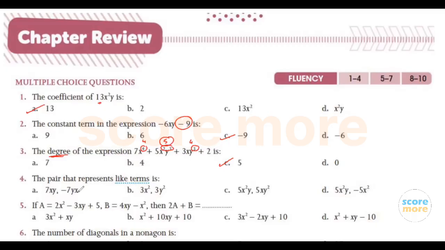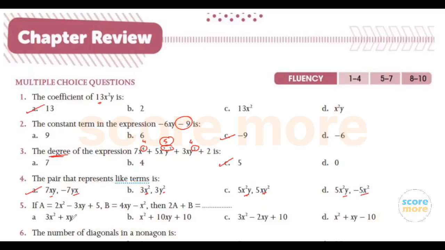Fourth question: the pair that represents like term is. तो like term का मतलब वेरिएबल एंड उनकी पावर सेम होनी चाहिए. तो यहाँ पे एक्स वाई, यहाँ पे वाई एक्स, तो ये like term है. बाकी सब में वी कैन सी कि वेरिएबल अलग अलग है या फिर पावर वेरिएबल की अलग अलग है, तो बाकी सब like terms नहीं है.